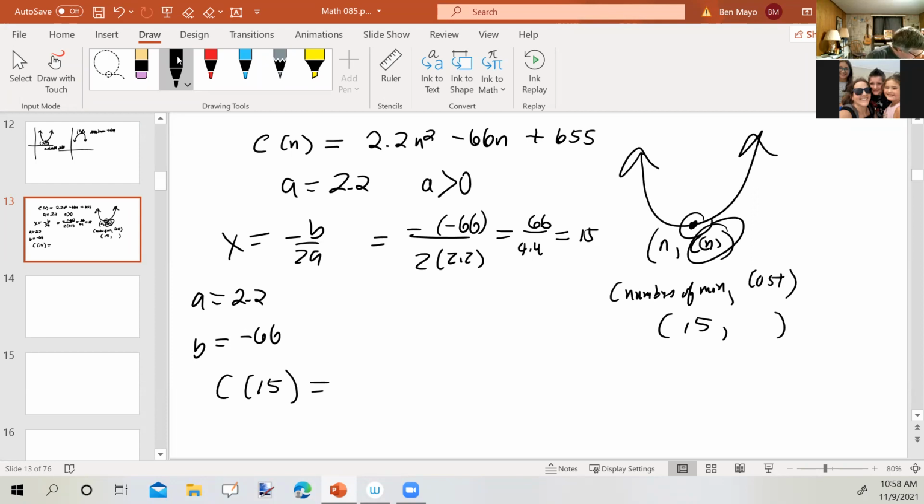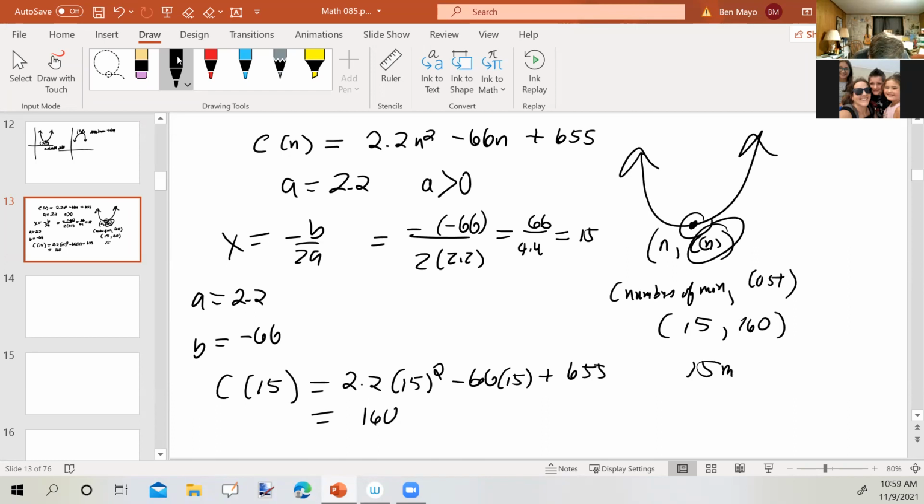I've already answered the first question that said, for what number of minutes is the cost of running the machine a minimum? And then it says, what is the minimum cost? So that's going to be the output value, C of 15, 2.2 times 15 squared minus 66 times 15 plus 655. And on my calculator, I come up with 160. Okay, so the number of minutes, 15 minutes, and the cost, $160.